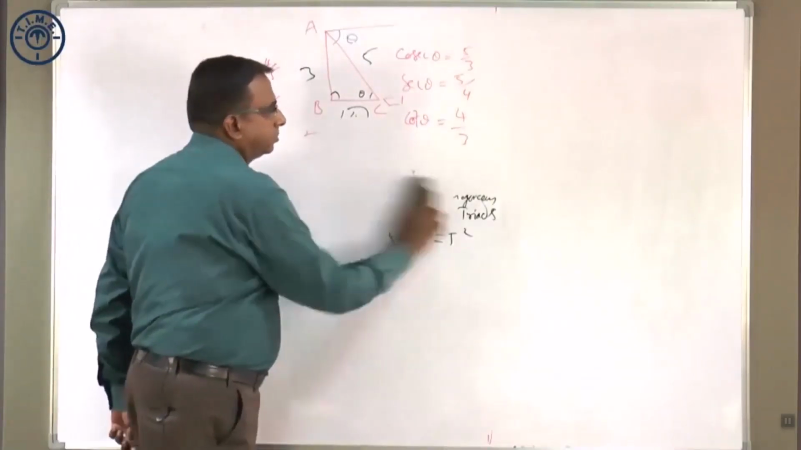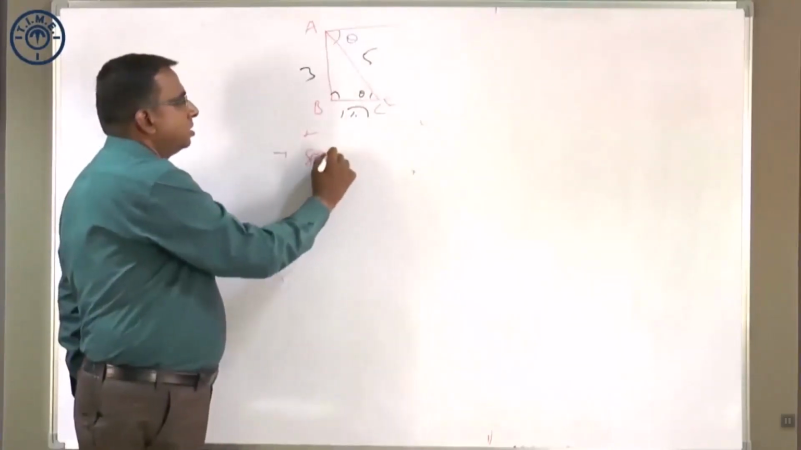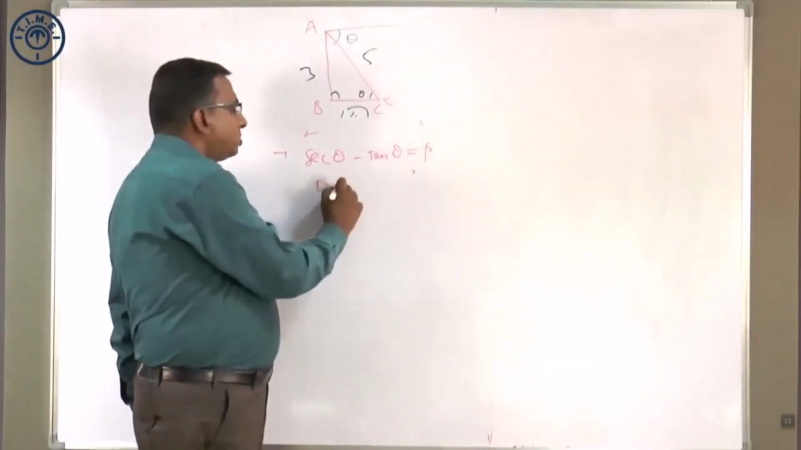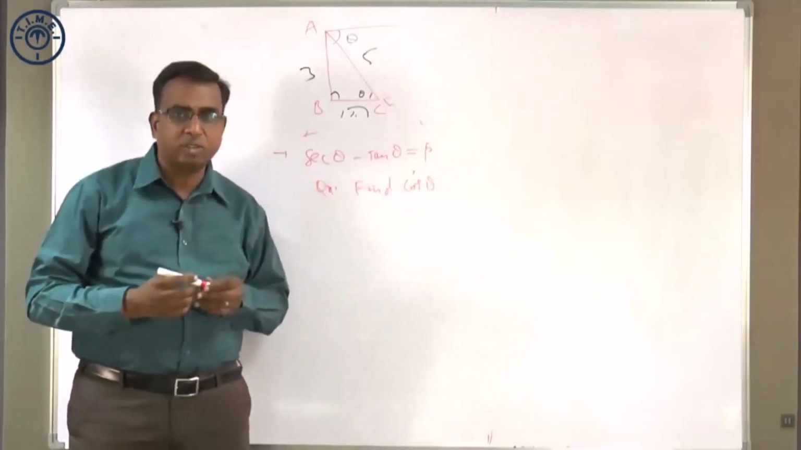Take another example. This time, the question is about a relation being given. Secant theta minus tan theta equals p. A relation like this is given. The question is, find cos theta. If secant theta minus tan theta is p, what is the value of cos theta?